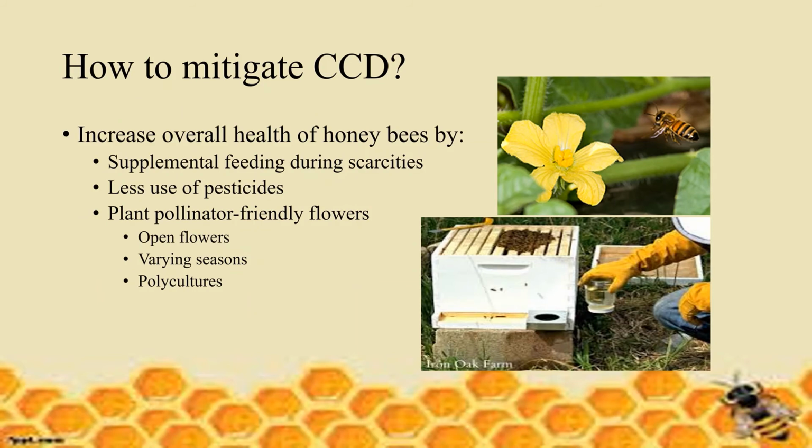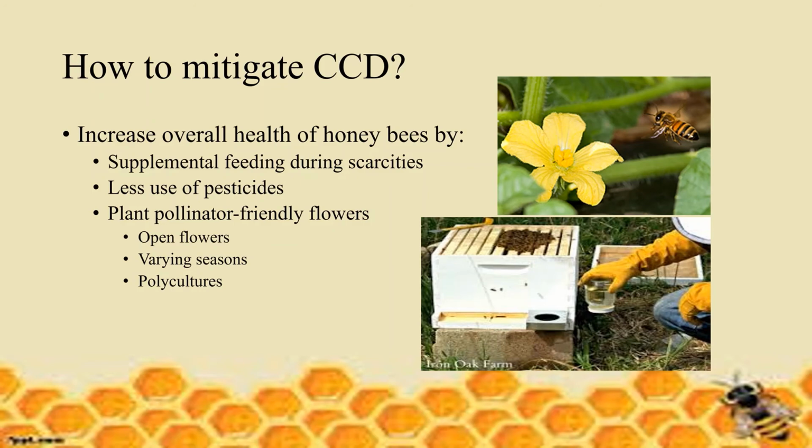So essentially, mitigating is just increasing the overall health of honeybees to lower the risks, the deaths from colony collapse disorder. And the way they do this is by supplementally feeding honeybees during pollen and nectar scarcities. This way they don't starve or get weak.